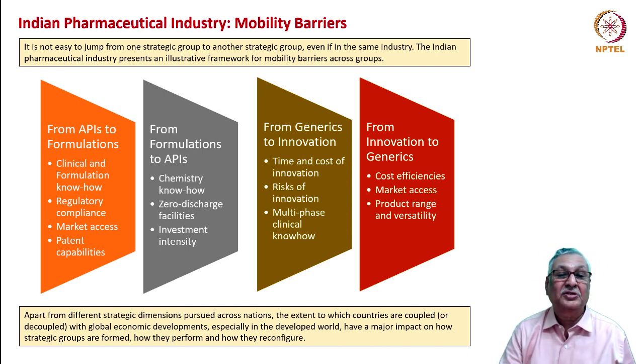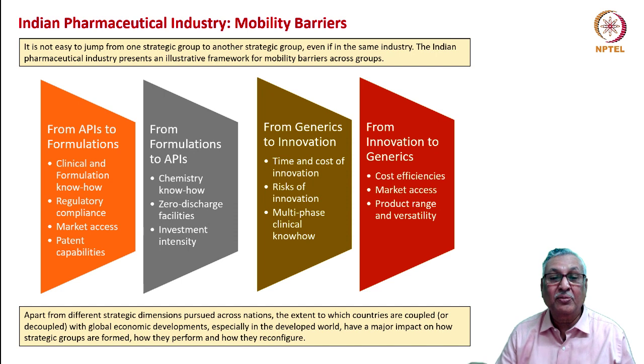Suppose you want to consider the reverse, that is from formulations to APIs. Formulation is a relatively simpler job. It is a mechanical job of filling an API into a tablet, capsule or sterile, although the quality standards and regulatory standards are very tough. But to move into APIs, you really require chemistry know-how because bulk drugs have to be synthesized on a large scale. You also require zero discharge facilities, that is environmentally compliant facilities, because chemical synthesis and manufacture of bulk drugs generates lots of pollutants, and you have to have high investments to be able to manufacture the APIs. So, movement in reverse from formulations to API has its own challenges.